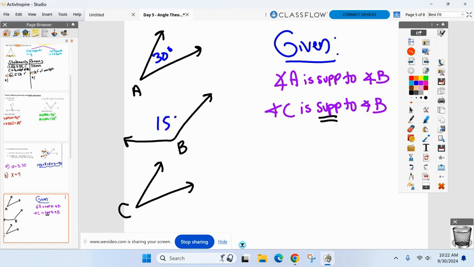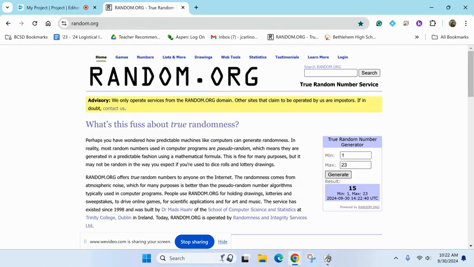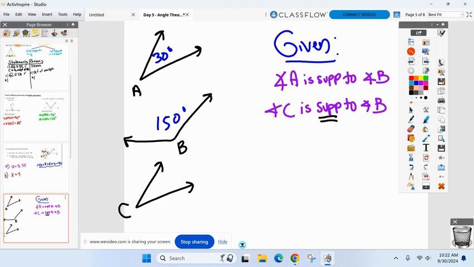Your ears are smoking. Will, what do you have over there? 150. All right, how about angle C now? How about angle C if they're supplementary? What's angle C here? Theodore? Angle C would be 30. Also 30. Oh, what did we just find out here, kids? Angle A and C are congruent.